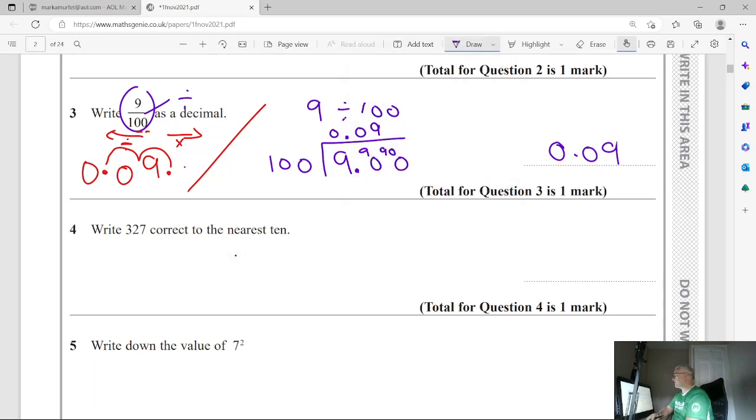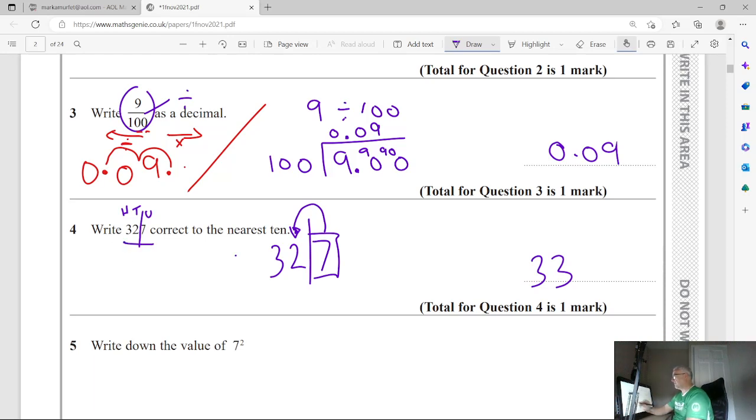Write 327 correct to the nearest 10. So if we think we've got units, tens, hundreds, so we're rounding to this point here. So we've got 3, 2, 7, and we're rounding using the digit 7. Remember, anything 5 or above is going to round up. So we're going to round this digit here up by 1. That's going to give me a 3. So my answer would be 33.